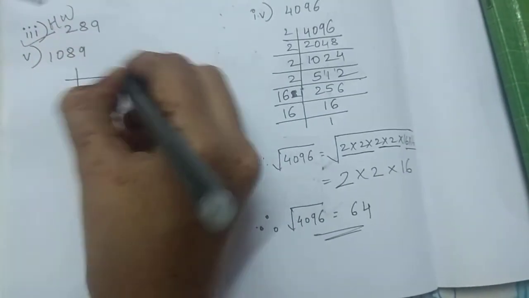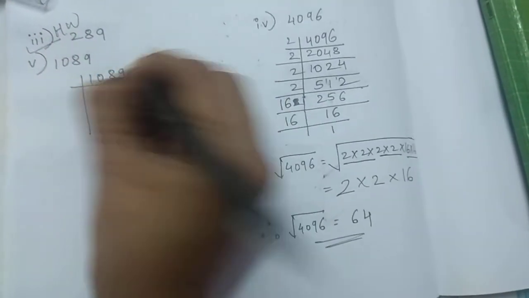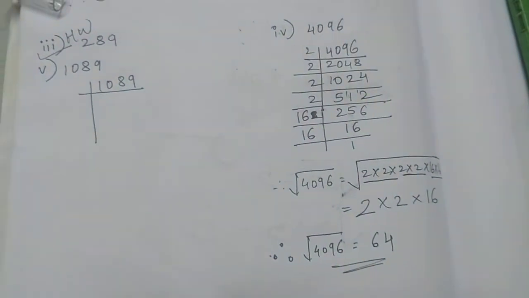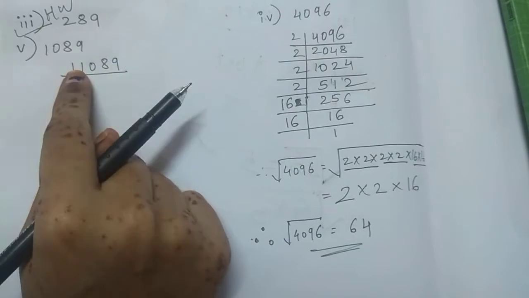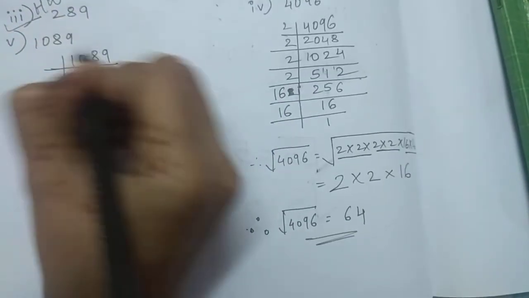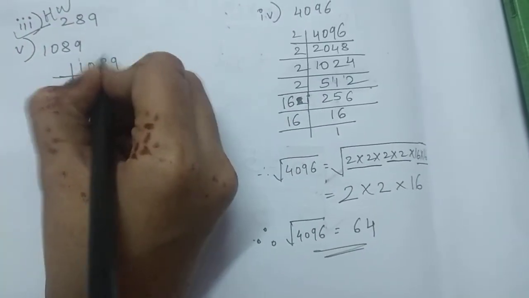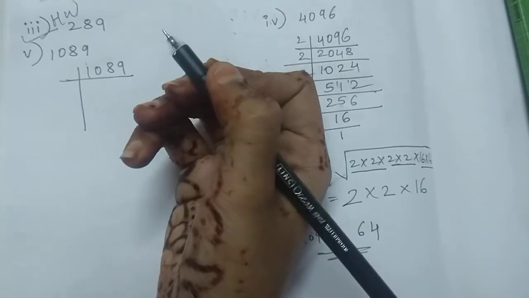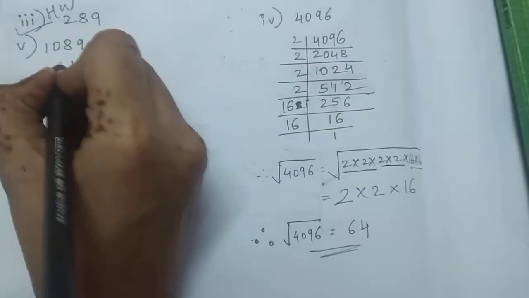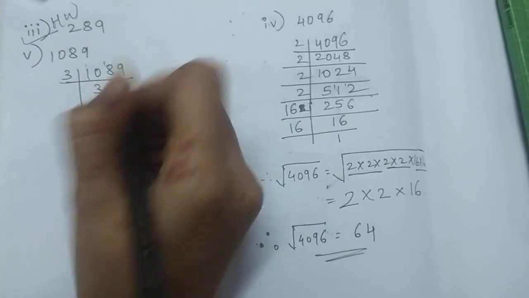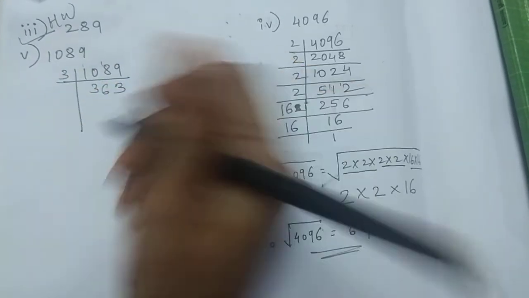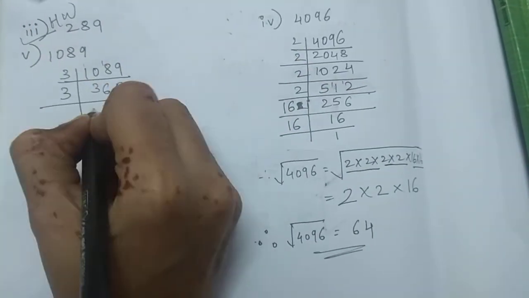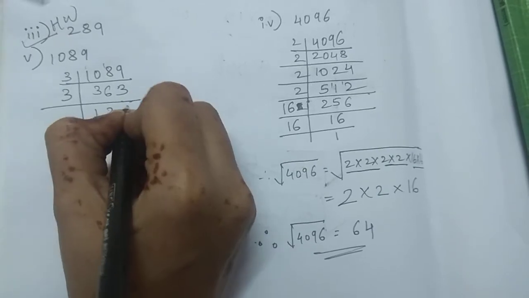Coming on to the fifth sum. Now it's not an even number, so we will check whether it is divisible by 3 or not. So yes, it's divisible by 3. 1 plus 8 is 9, 9 plus 9 is 18, and 18 is divisible by 3. So 3 3s are 9, 3 6s are 18, 3 3s are 9. Again 3 1s are 3, 3 2s are 6, 3 1s are 3.